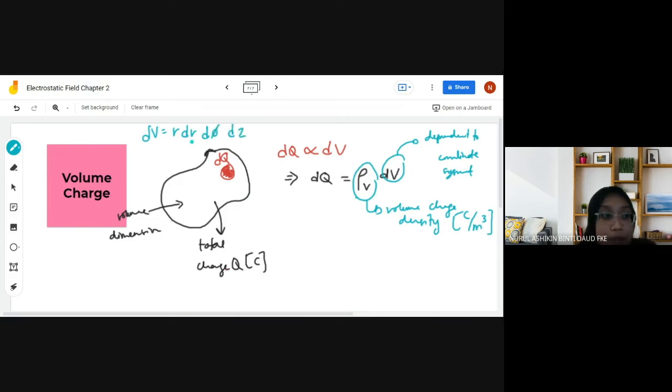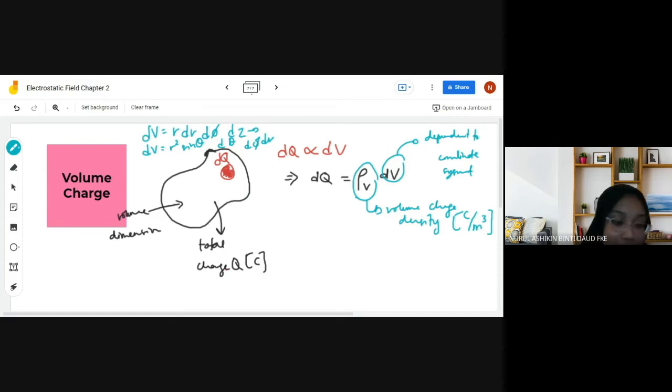So it is very important for you to understand the coordinate systems in the previous chapter. This is dv if the shape is cylindrical, but if the shape is spherical, dv equals r squared sine theta dr d theta d phi. So you have to understand the previous chapter very well. dv depends on which coordinate system we are dealing with.